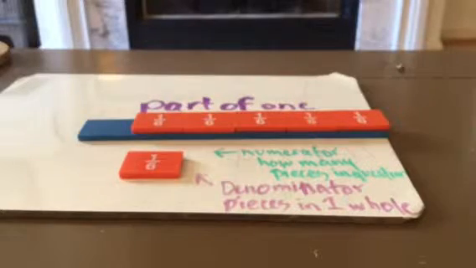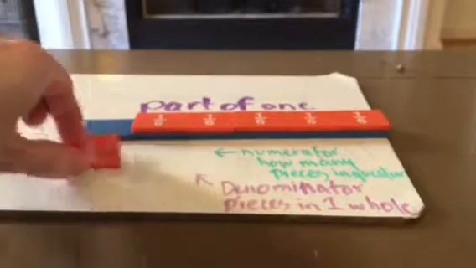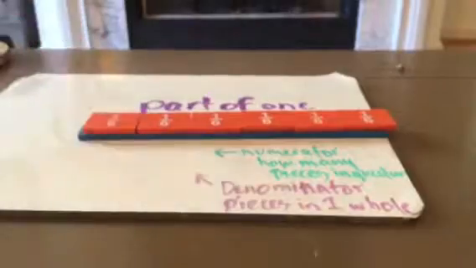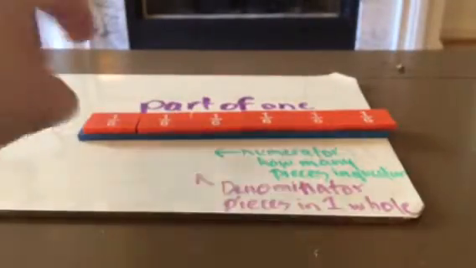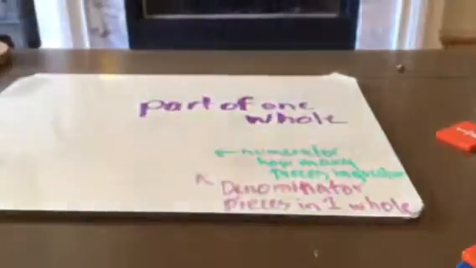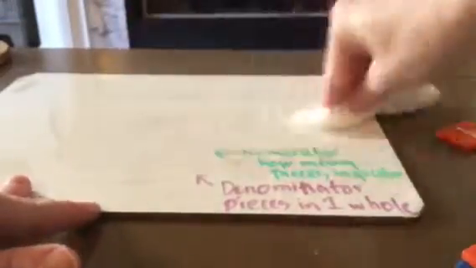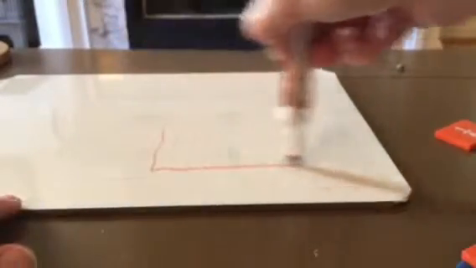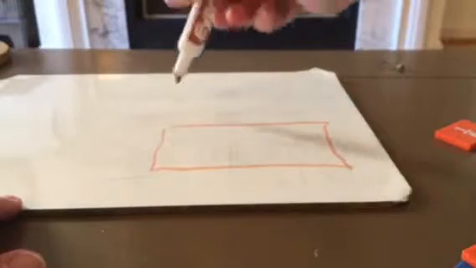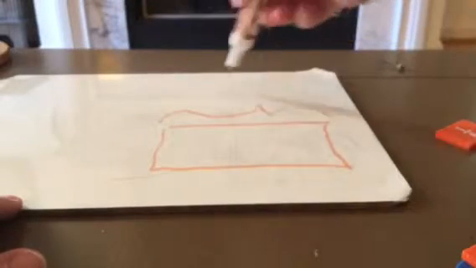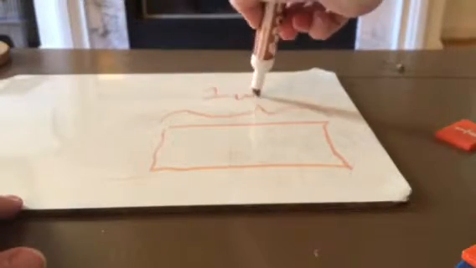Okay, so we can look at fractions like this as part of a bar. But there are other ways we can look at fractions as well. We can look at fractions as part of an area. So let's say I have a pan of brownies. And so my one whole is this whole pan.